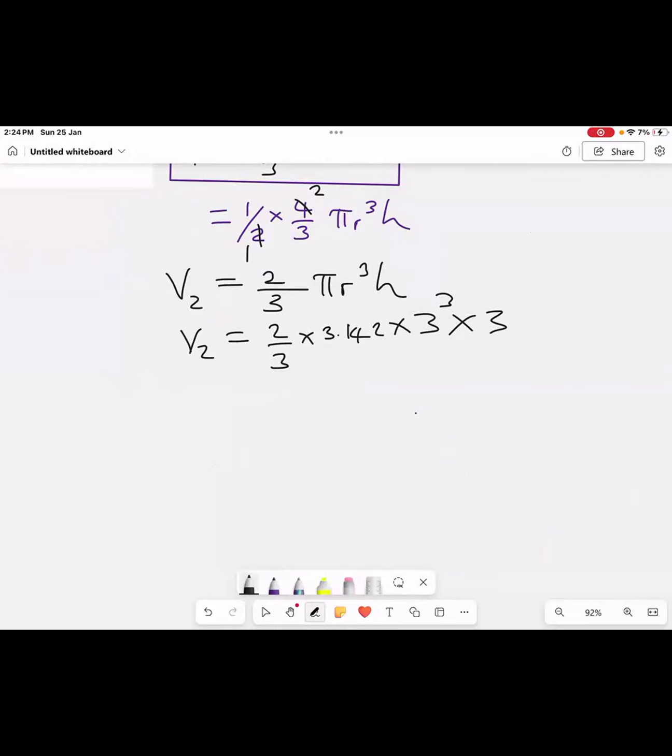I got 395.89. Okay, so it's 395.89 cubic centimeters. All right, so that would be the volume.